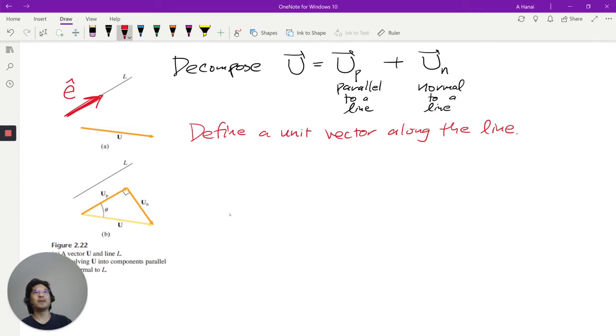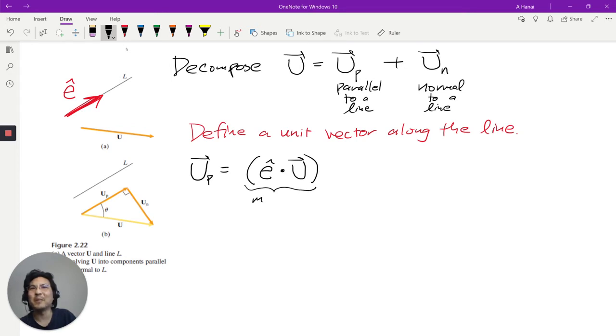Then if we want the component parallel to the line, it just goes like this. So the component of the vector parallel to the line is e dot u. Almost. This is a scalar, so this is only the magnitude. The direction is this way, this unit vector direction.